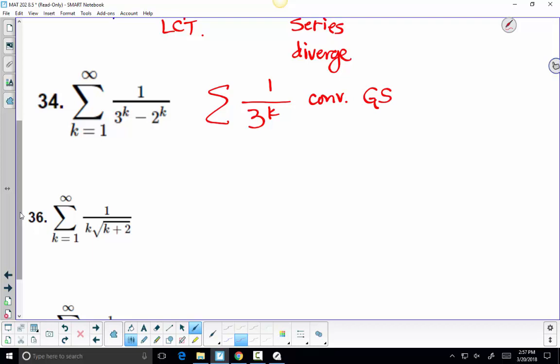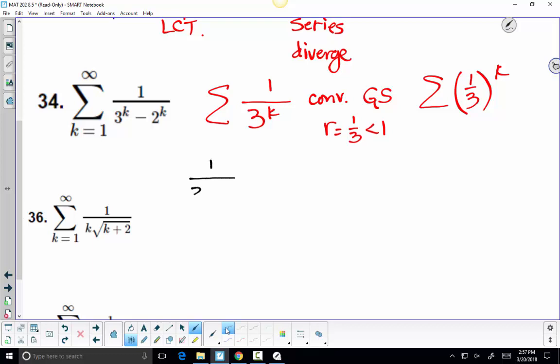Typically, the way we write our geometric series is to put the power all the way on the fraction value there, but they're going to disguise it like this quite a bit. So the common ratio here is r equals 1/3, which is less than 1, which is why we have convergence for that GS. So let's see if the inequality pans out the way we need it to first.